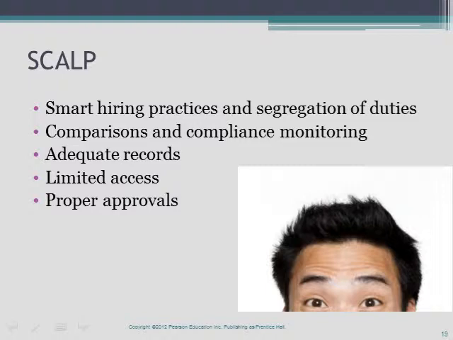What's an easy way to remember the basic control procedures for any class of transactions? Look at the first letter of each of the headings in this section. Smart hiring practices and segregation of duties, comparisons and compliance monitoring, adequate records, limited access to both assets and records, and then proper approval, either general or specific, for each class of transactions, which gets us to the mnemonic SCALP.